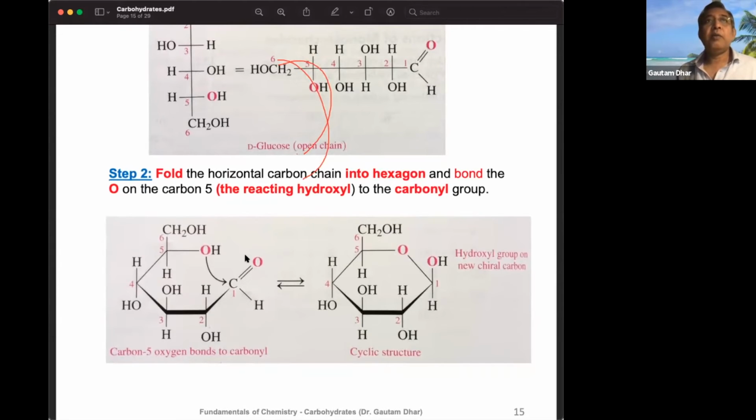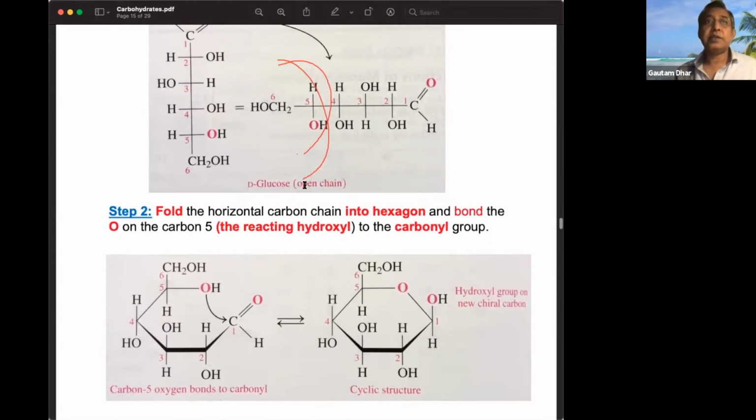Now, what is important in the Haworth structure is that if you look at carbon number 1, this is not a chiral carbon, but once it forms the ring, it becomes chiral. And if it is chiral, then you can have OH pointing up or OH pointing down. Two additional isomers, and they're called alpha and beta. So OH pointing down is alpha, OH pointing up is called beta.